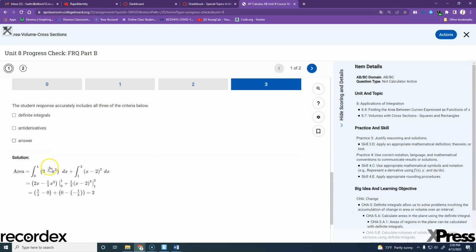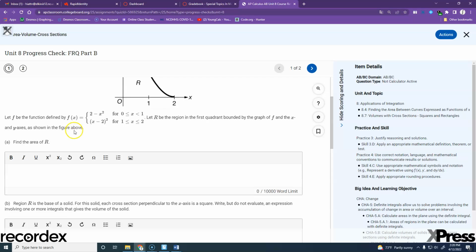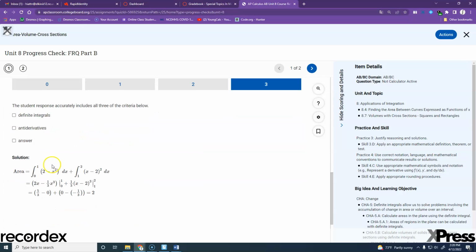All right, this is part B. First question. The first part asks for area of R. So you should integrate from 0 to 1, 2 minus x squared dx plus integral from 1 to 2 of x minus 2 squared, with the square on the outside. You get 1 point for setting that up.